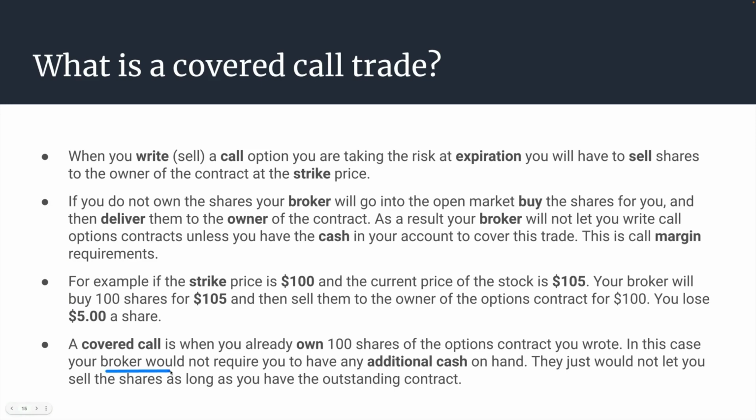In this case, your broker will not require you to have any additional cash on hand, no additional margin in your account. It just won't let you sell those shares until the outstanding options contract expires worthless or expires. So what they'll do is they'll take the 100 shares that you have in your account and set them aside so you can't do anything with them. You still own them, you still get the dividends on them, but you just can't sell them because you have this call option that you wrote that blocks you from selling them. Because if the owner of that call option ever executes the call option, you'll have to take those 100 shares from your account and deliver them to the owner of the call option.